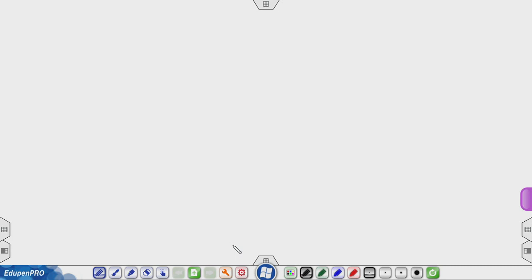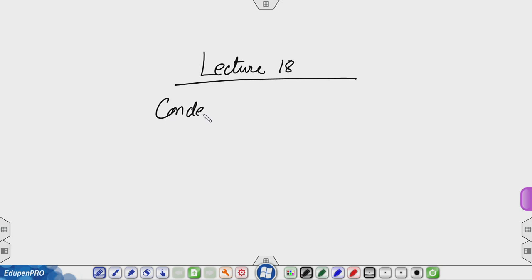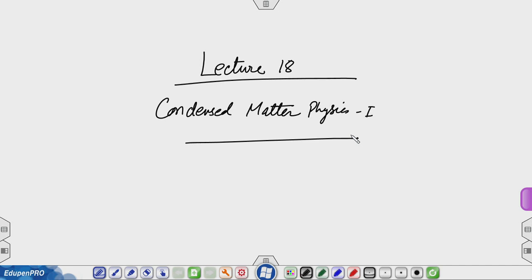This is lecture 18 of condensed matter physics 1. And we have been discussing crystal structure, and this week I am focusing on X-ray scattering from crystals.